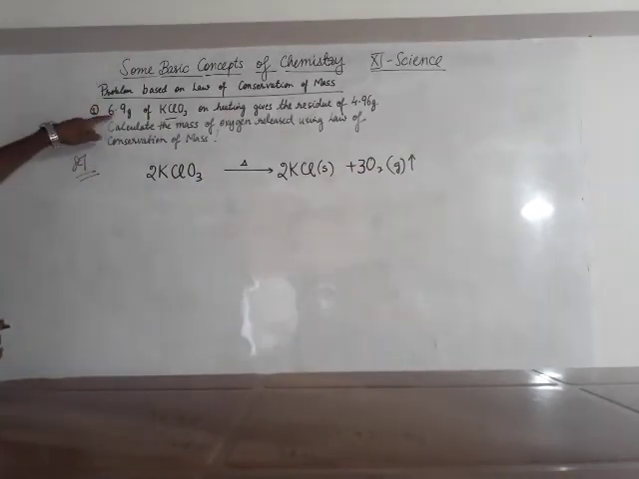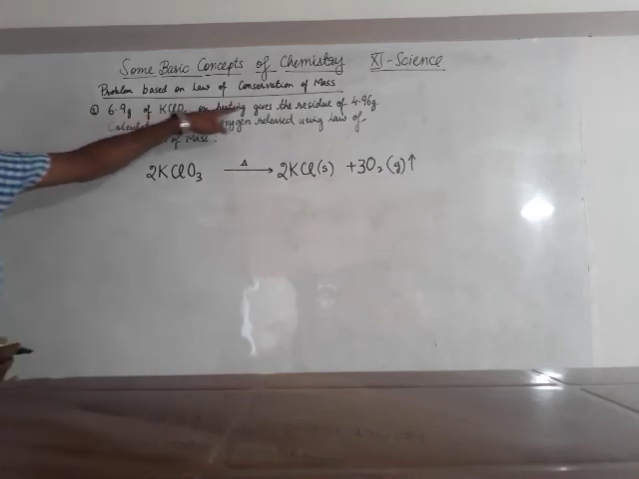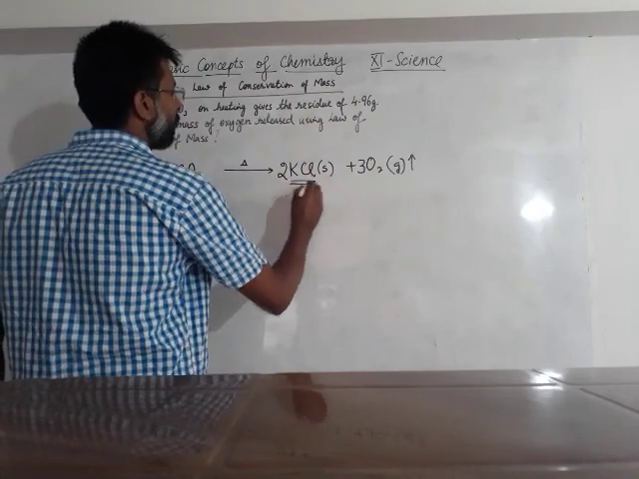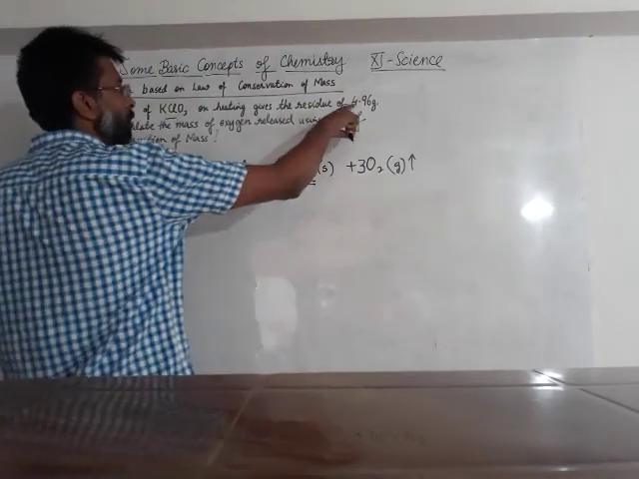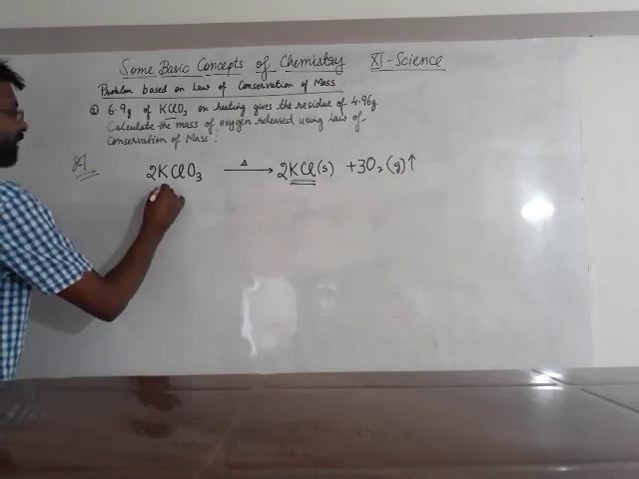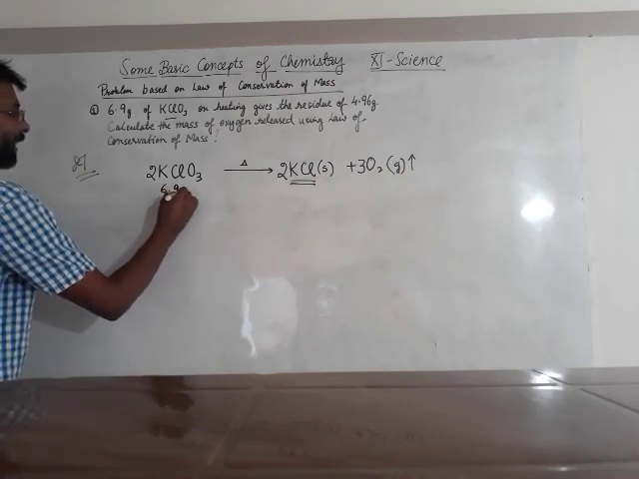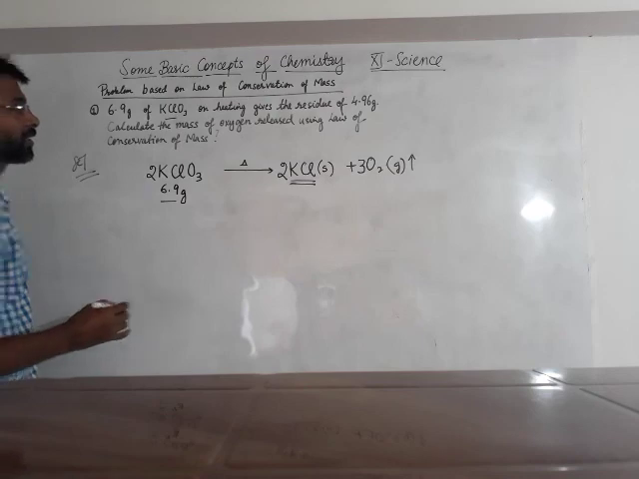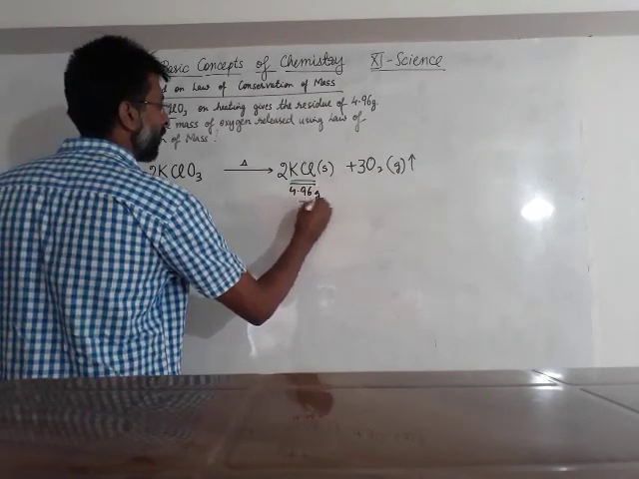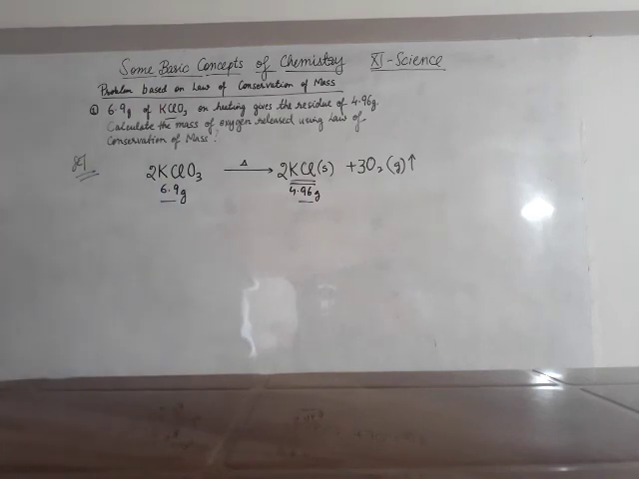Now go back to the question. 6.9 gram of potassium chlorate on heating gives a residue. Potassium chloride is the residue. Residue is 4.96 gram. So I write over here 6.9 gram of potassium chlorate is giving 4.96 gram of the residue, which is potassium chloride.